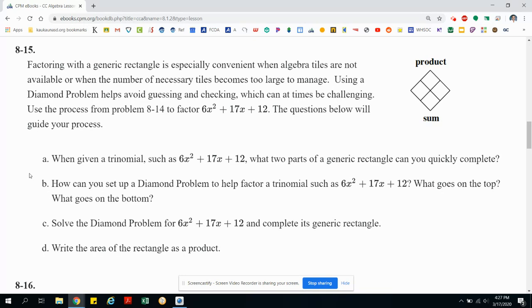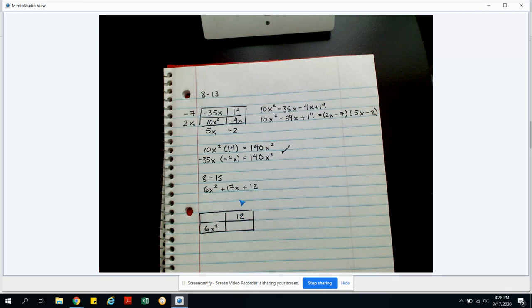How can you set up a diamond problem to help factor a trinomial such as 6x squared plus 17x plus 12? What goes on top? What goes on the bottom? So if I think back to my diamond problems, all right, what two terms, when multiplied together, give me a product on top. And when I add them together, it gives me this right here. So if I take a look, what does that have to do with trinomials and factoring? Well, when I multiply these two, I know it's the same as multiplying these two boxes. All right. And the bottom, the sum, is these two boxes put together.